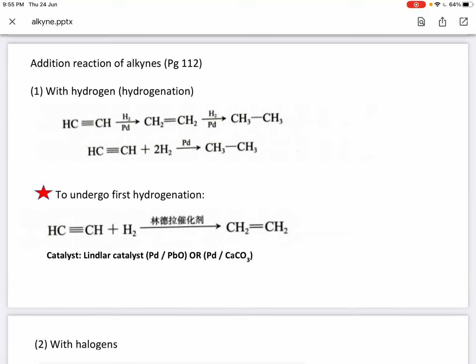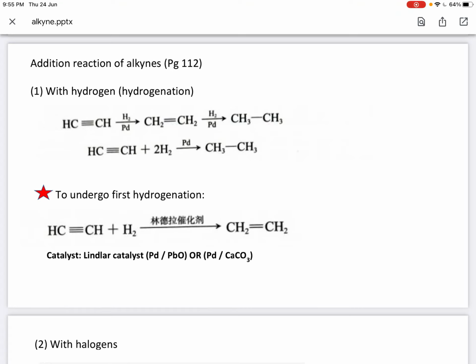So how does it become alkane? You have to undergo hydrogenation twice. So the first stage is to break one bond to become alkene. The second stage is to break a bond again to become alkane. And the catalyst is called Lindlar catalyst. So this is the only thing that I remember about the reactions.